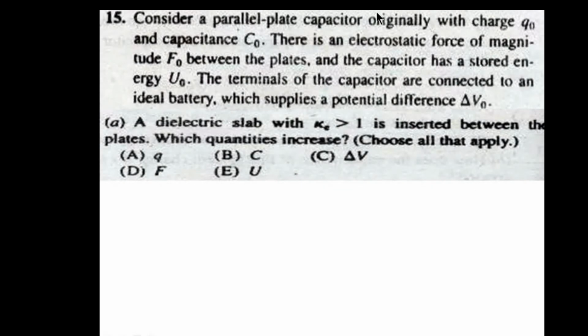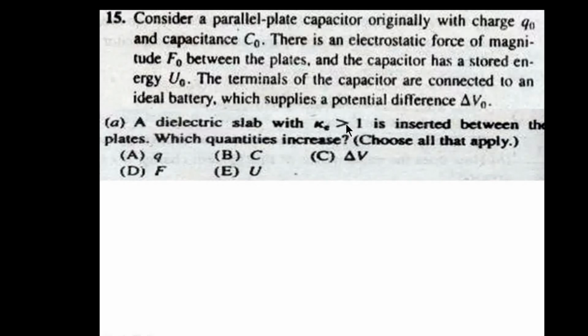Consider a parallel plate capacitor originally with charge Q naught and capacitance C naught. There is an electrostatic force of magnitude F naught between the plates, and the capacitor has a stored energy U naught. The terminals of the capacitor are connected to an ideal battery, which supplies a potential difference delta V. So here the battery is actually supplying the potential difference to the capacitor. So now charge is not constant here. A dielectric slab with K greater than 1 is inserted between the plates.